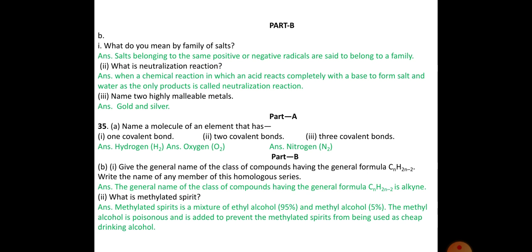What is methylated spirit? Methylated spirit is a mixture of ethyl alcohol of 95% and methyl alcohol of 5%. The methyl alcohol is poisonous and is added to prevent the methylated spirit from being used as cheap drinking alcohol.